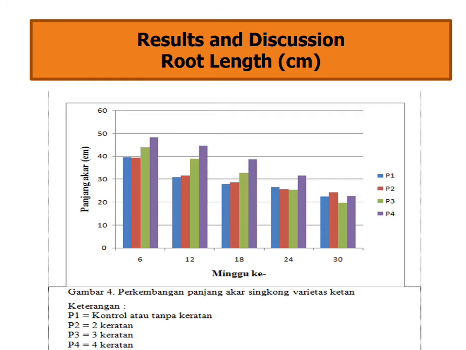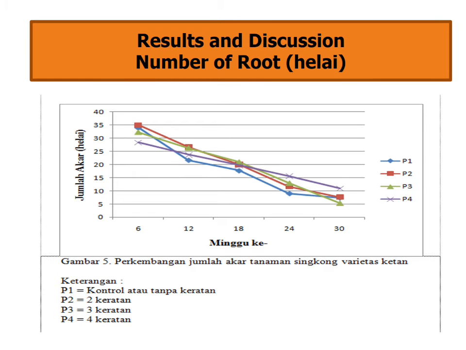The growth of root length coincides with the growth of the number of roots of the cassava variety of ketan. Number of roots. Table 1 showed that giving and without treatment did not affect the number of roots of cassava variety of glutinous rice or ketan. In all, the results show that the number of roots was relatively the same.